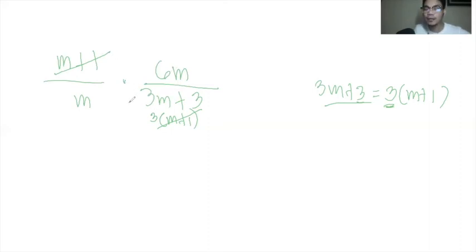Aside from that, we can also cancel the m here. Okay, so no more m for us here. And then another number here that we can cancel, the 3 and the 6 becomes 2. This becomes 1. When we simplify that, it's just 2 over 1 or just equal to 2.